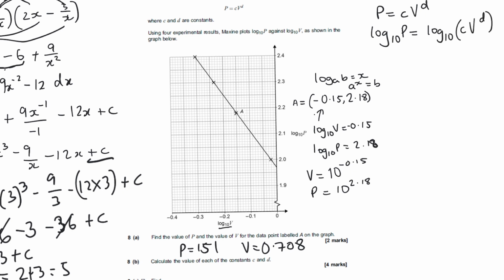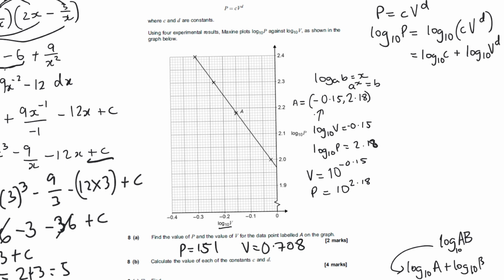Remember another log rule, which I'll write at the bottom here, trying to find space in case anyone needs refreshing. So if you have log AB, so log of two things that are multiplied together, it doesn't always have to be log base 10, it goes with any base number. That is the same as saying log, well in this case log 10A plus log 10B. So you just end up separating them and you add them together. So then this can now be changed into log 10C plus log 10VD.